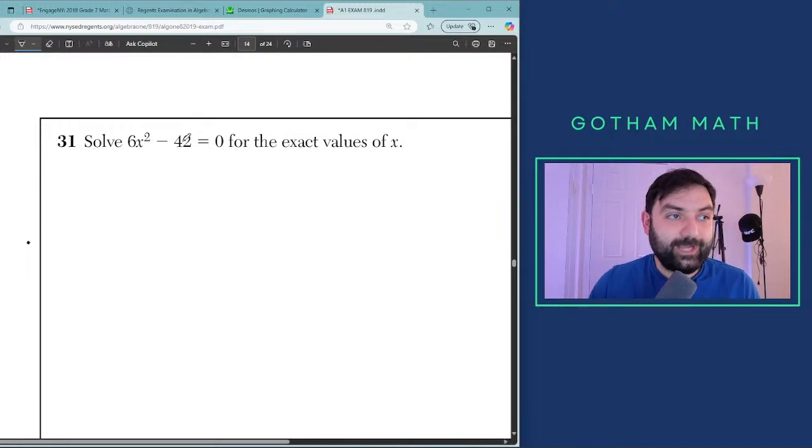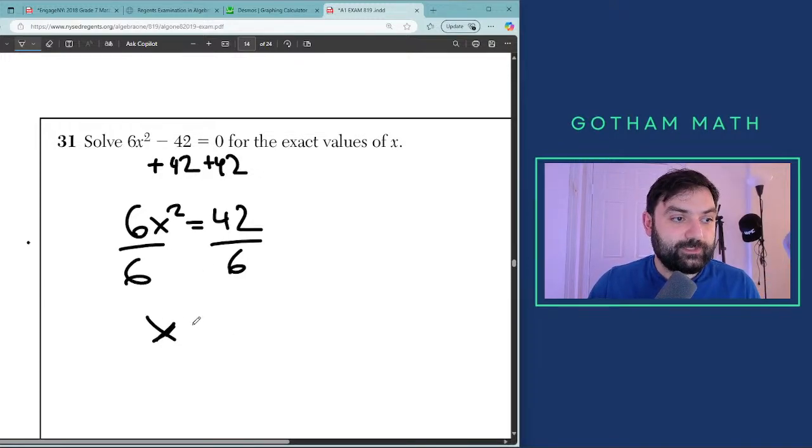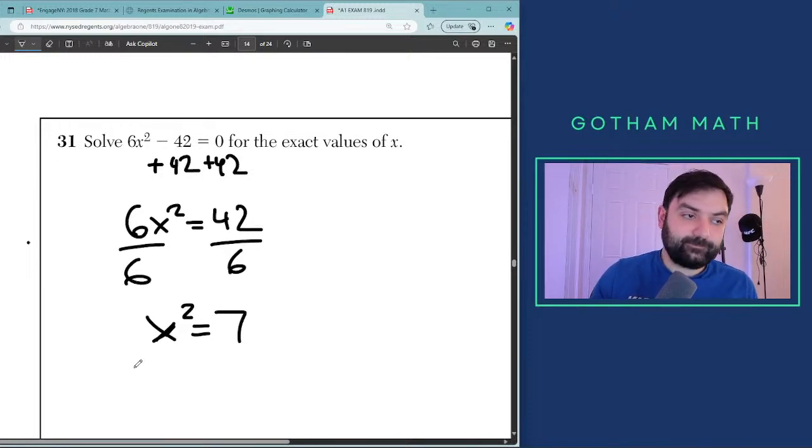We isolate the x. So we're just going to do just that. We're going to add 42 to both sides to start isolation. So it's going to be 6x squared equals 42. Then the next step of the isolation is dividing by 6, which is going to give us x squared equals 7. And now is the moment where you can get half a point or a full point.